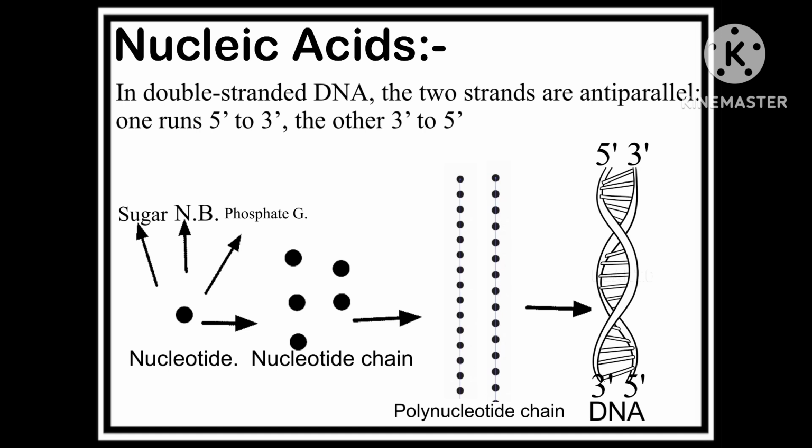We also have a factor of polarity in nucleic acids. For example, we have DNA. In double-stranded DNA, the two strands are anti-parallel to each other. One runs 5 to 3 and the other is 3 to 5. You can see on the screen its polarity varies from 5 to 3 and the other from 3 to 5. Polarity simply refers to direction, you know.